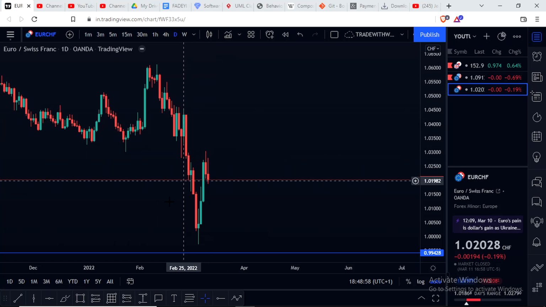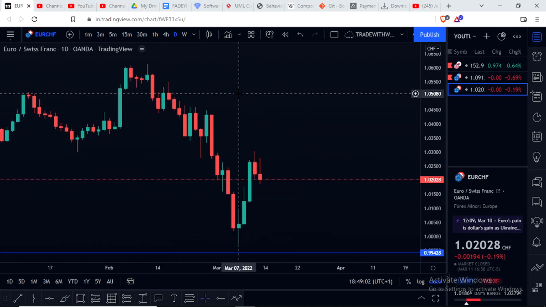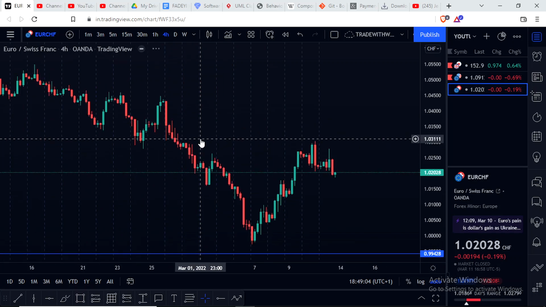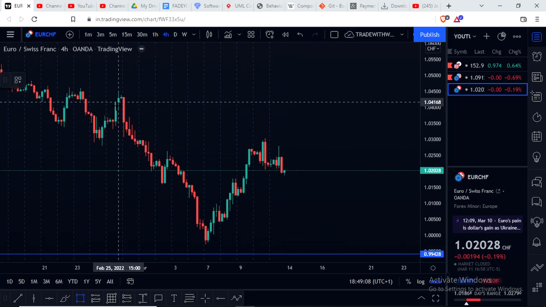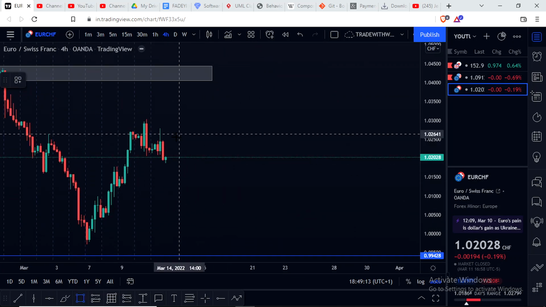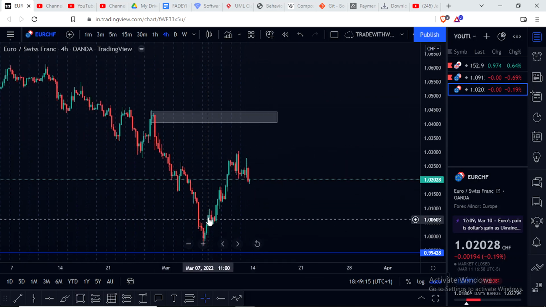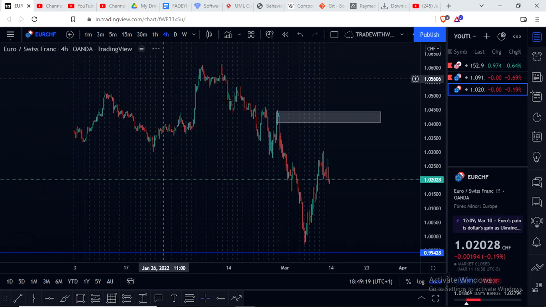EURCHF looks more like EURUSD. That's because they are both using the euro as a currency. Now that's the supply zone to sell from. I don't really like what I'm seeing here. This is a very, very bullish uptrend within this downtrend.